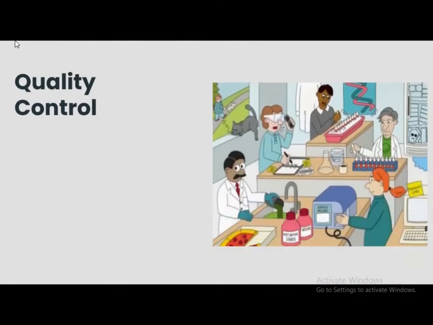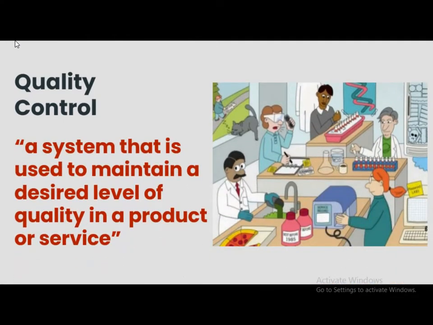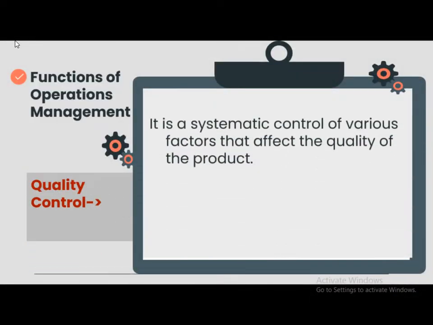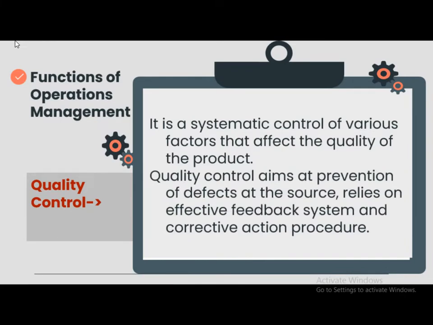Now, quality control, this is function number 4. Quality control is a system that is used to maintain a desired level of quality in a product or in a particular service. It is a systematic control of various factors that affect the quality of the product. Quality control, popularly known as QC, aims at prevention of defects at the source, and relies on an effective feedback system and corrective action procedure.